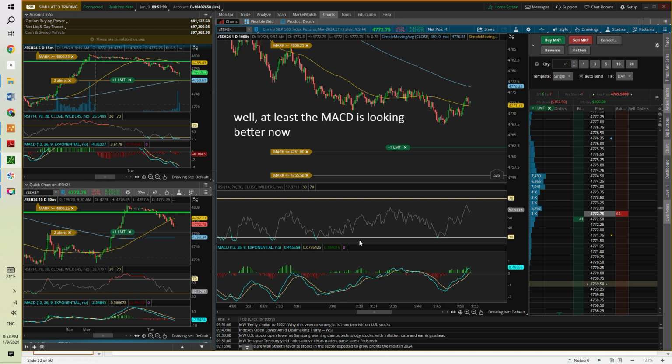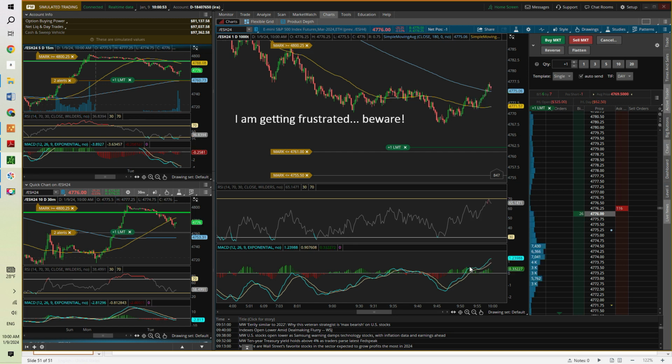Finally, MACD maybe turning, and then it went up again. So I kind of sensed my mindset at this point was not real good. I was hanging on and getting frustrated, getting distracted. I was doing other things.